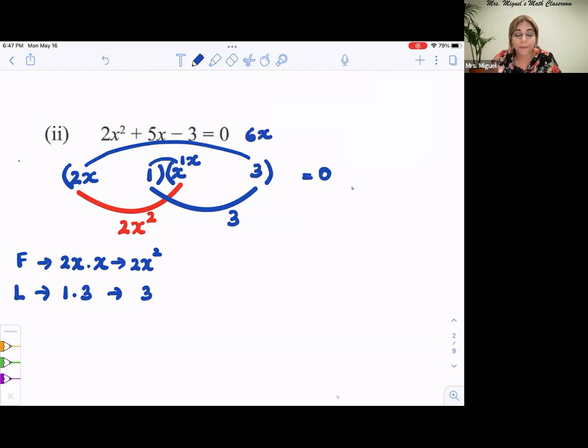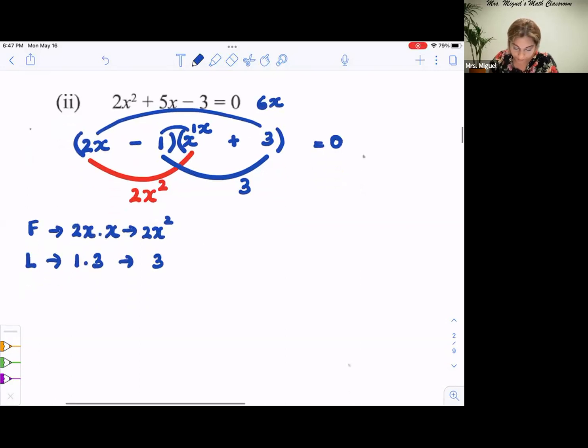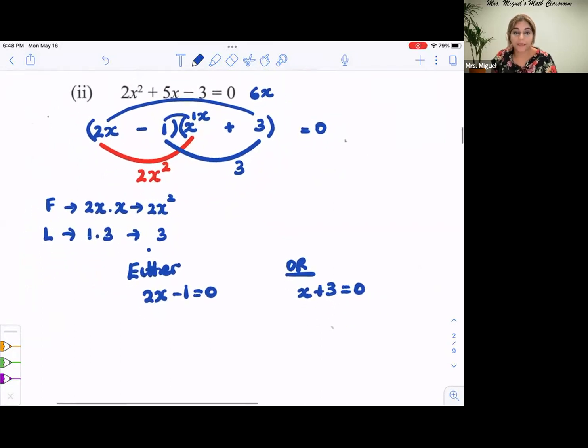But I want +5. So which means this operation here is going to be plus, and this is going to be negative. So in my brackets, either 2x minus 1 is 0, or x plus 3 is 0. So take it down and find x for me. And I will show you how to complete this same question using the quadratic formula that is given in the booklet. So take it out.